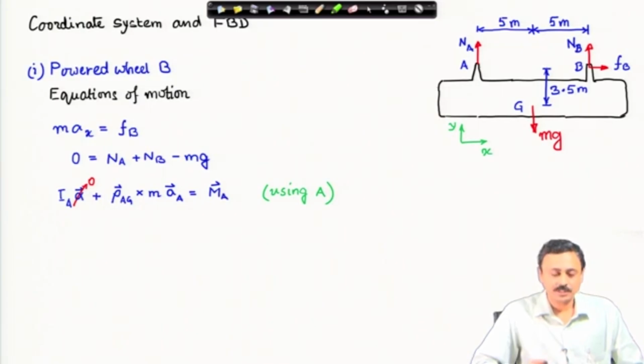The rotational dynamics equation I am writing about point A. Why am I doing that? Because the basic problem here is to find the condition on acceleration so that there is no slip. Slip will occur only at wheel B, because that is the powered wheel. To check that slipping condition, I need the normal force at wheel B and the tangential force at wheel B. The tangential force, which is because of friction, divided by the normal reaction should always be less than the coefficient of static friction.